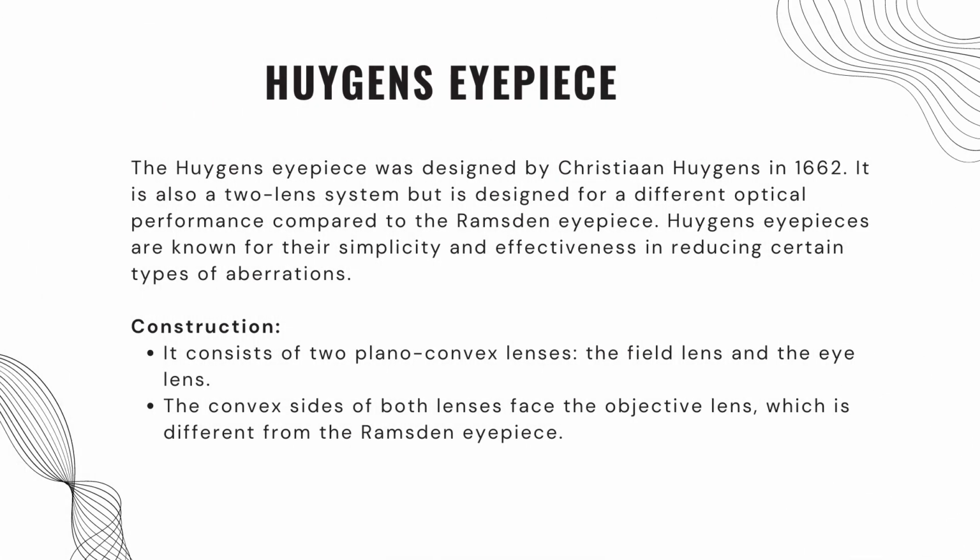Huygens eyepiece. The Huygens eyepiece was designed by Christian Huygens in 1662. It is also a two-lens system, but is designed for a different optical performance compared to the Ramsden eyepiece. Huygens eyepieces are known for their simplicity and effectiveness in reducing certain types of aberrations. Construction. It consists of two plano-convex lenses, the field lens and the eye lens. The convex sides of both lenses face the objective lens, which is different from the Ramsden eyepiece.